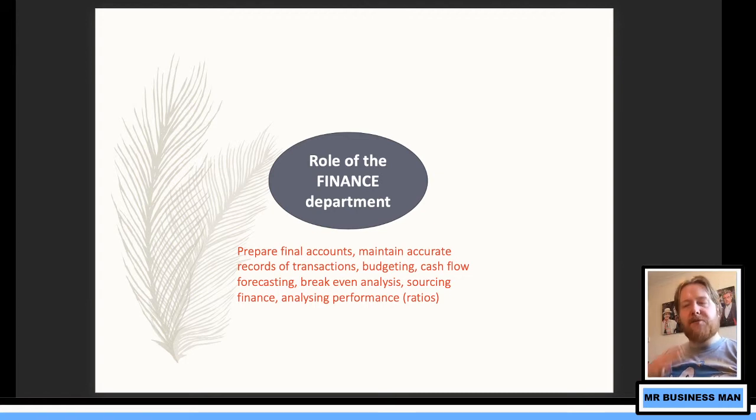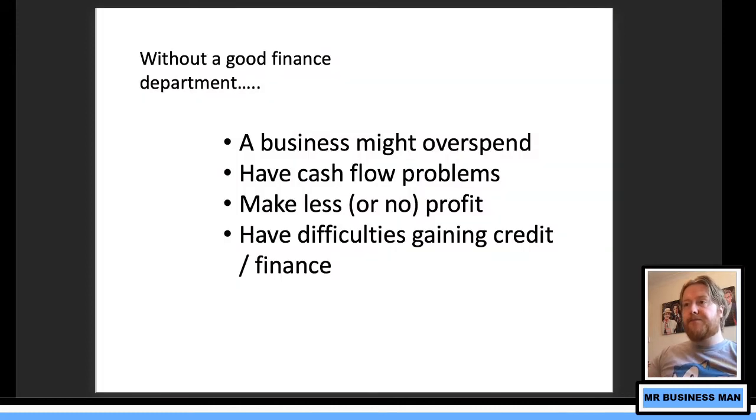Cash flow forecasting. Remember, we did that way back when. If you go right back, we talked about cash flow forecasting, what it is. In fact, I think it might have been one of the first videos we ever did. Cash flow forecasting, and break-even analysis, sourcing finance, and analysing performance. That's your ratios. If you remember, we talked about them way back when. Again, there's a video on that if you want to have a look at ratios.